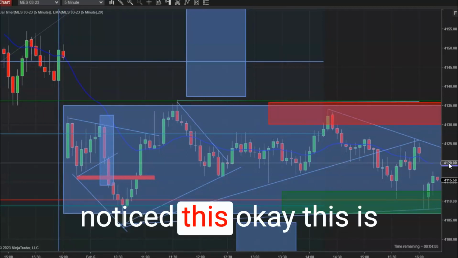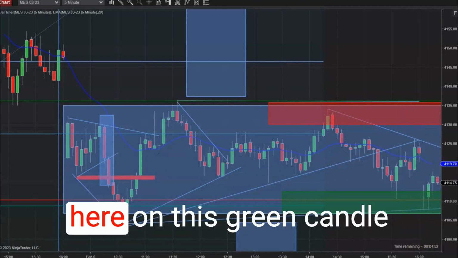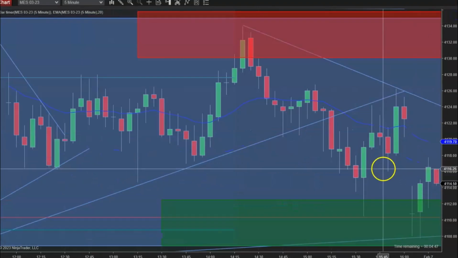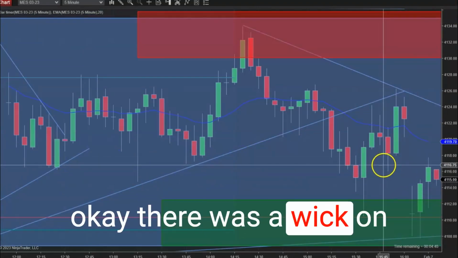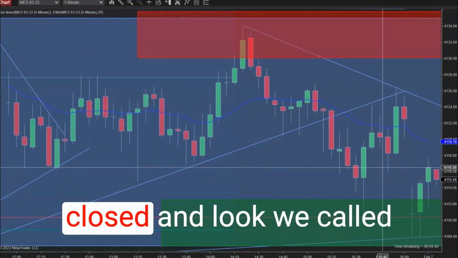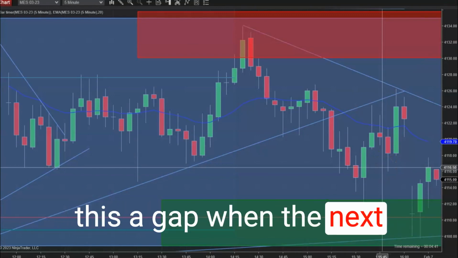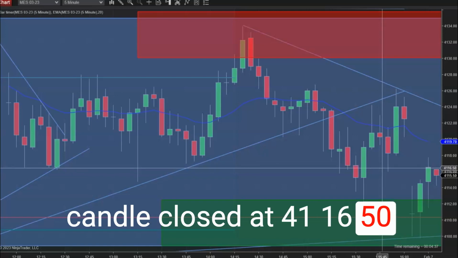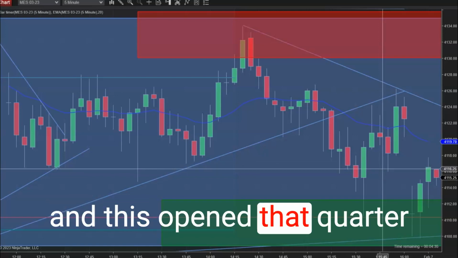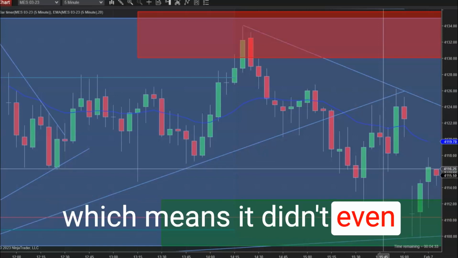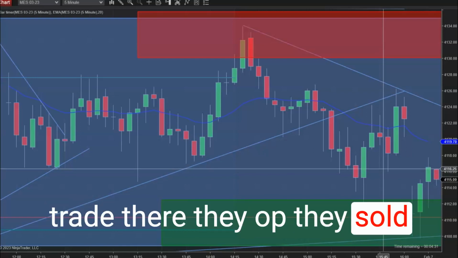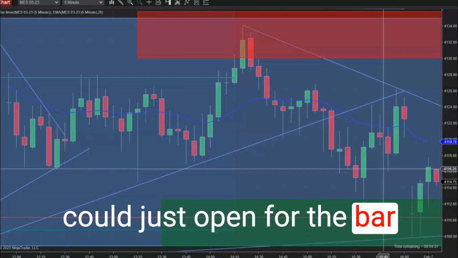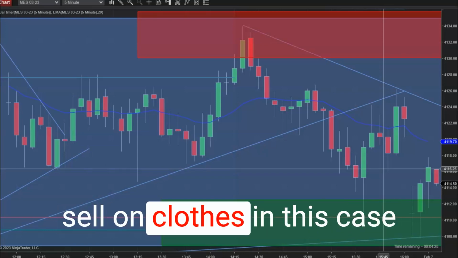Now notice this. This is something very interesting here on this green candle. There was a wick on top, but this green candle closed, and we call this a gap when the next candle opened. This candle closed at 41.1650, and the next opened at a quarter, which means it didn't even trade there. They sold it before that next candle could open for the buy on close, or sell on close in this case.